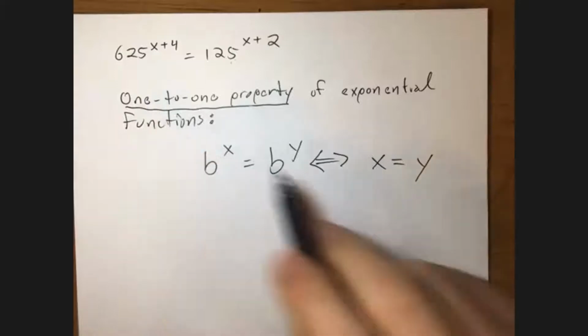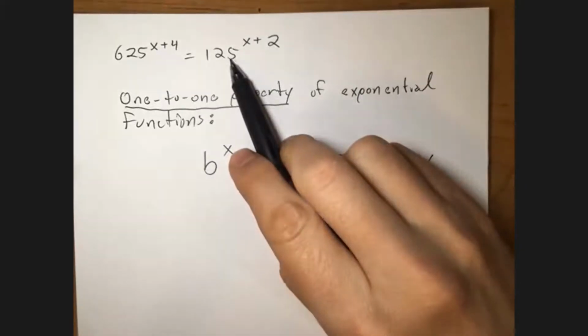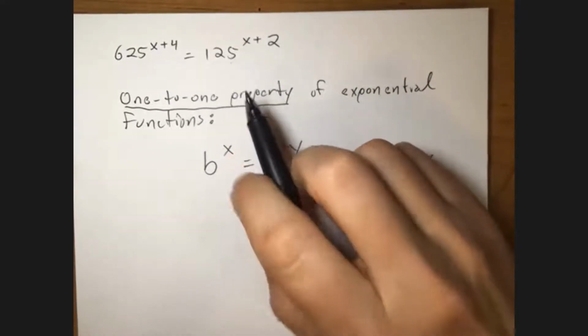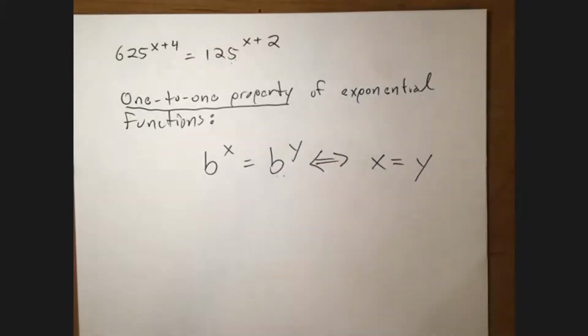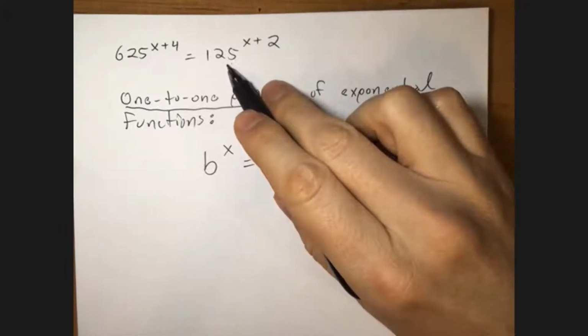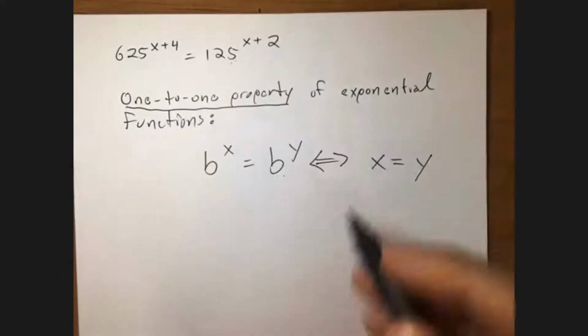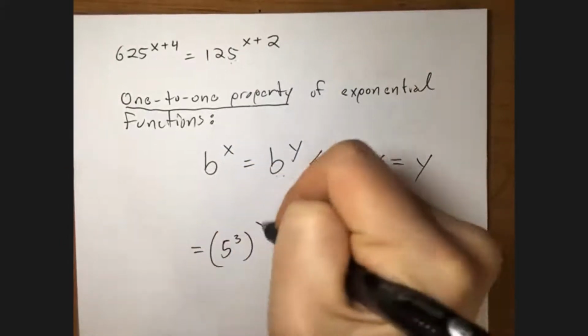Okay? What base do you think that I can get them both to have? Well, 125 ends in a 5. That makes me think it's a power of 5. And so if we think 5 squared is 25, and if I multiply 25 times 5, I get 125. So 125 is 5 cubed. Okay, so we can write the right-hand side as 5 cubed to the x plus 2.